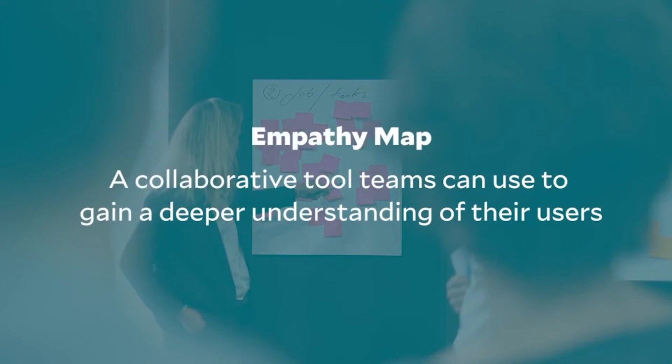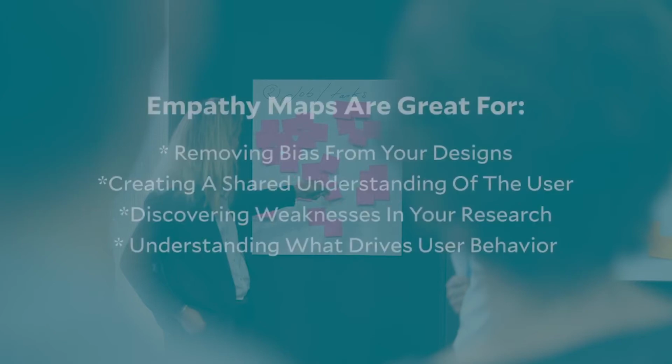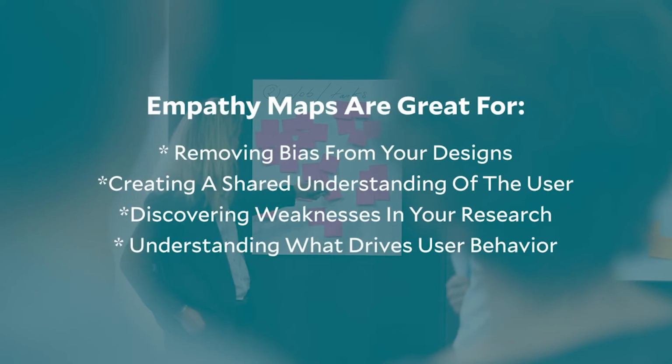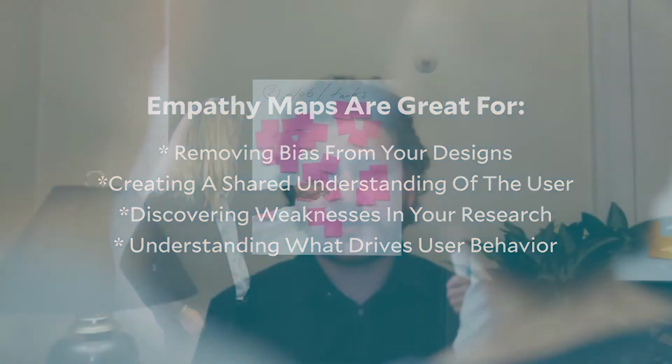An empathy map is a collaborative visualization that allows your entire team to articulate what they know about a particular type of user and creates a shared understanding of that user's needs. There are a lot of benefits to doing an empathy mapping exercise with your team, like removing bias from your designs, aligning your team on a single shared understanding of your user, discovering weaknesses in your research, and helping you understand what drives that user behavior.